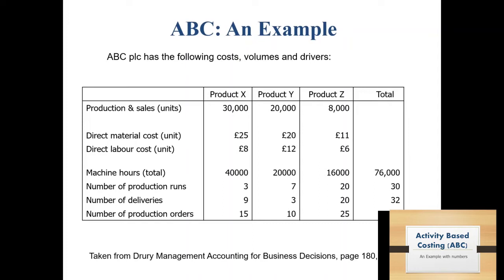That's just like absorption costing, no difference. These figures can go to the cost card just like that. We had machine hours are 40, 20, and 16K. Total machine hours are 76,000. Number of production runs, total are 30. Number of deliveries and number of production orders.